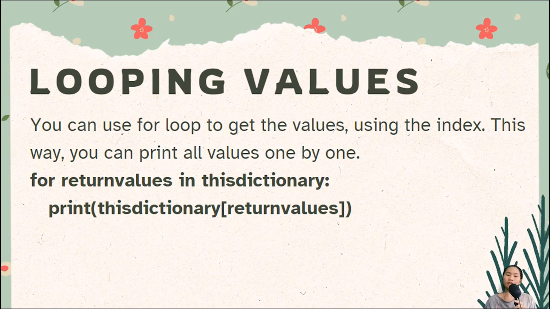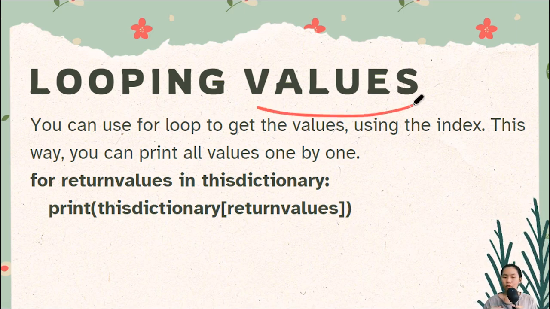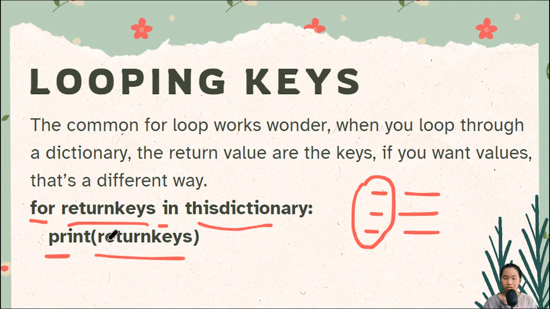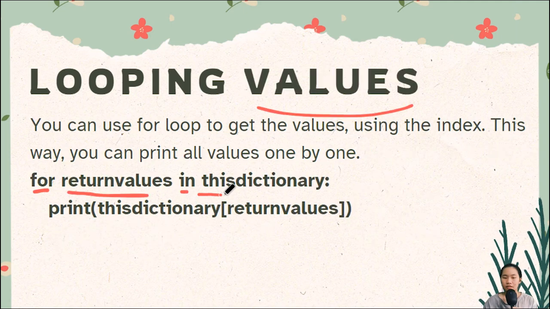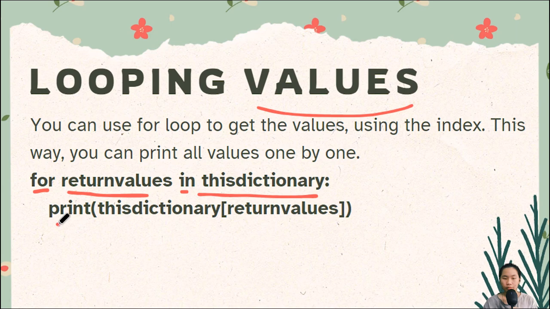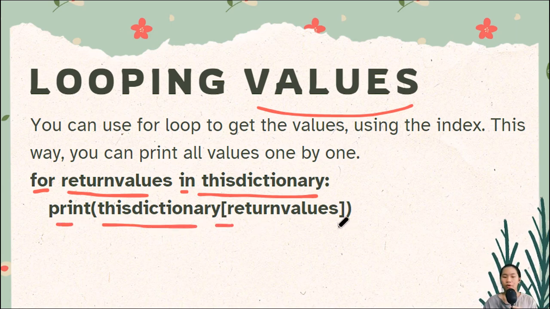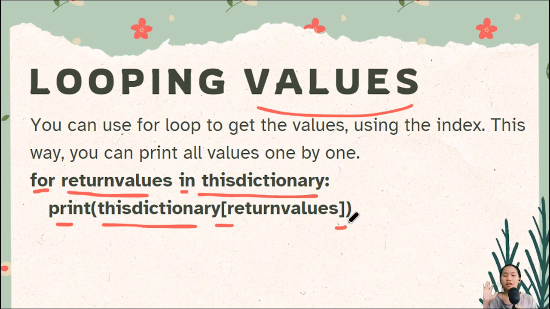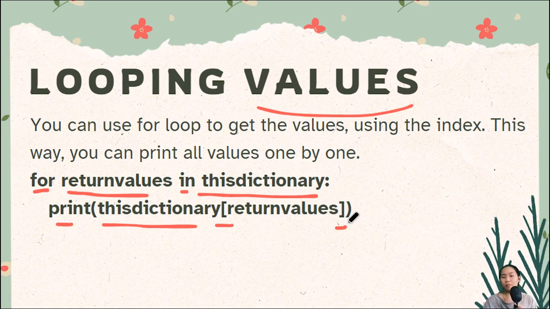Now we know how to loop keys. Let's take a look at how to loop values. Once again, you can use the for loop using the index. You can print all of the values one by one, just like you had seen with keys. Once again, I'm using return values as opposed to return keys, all right? In this dictionary, the same thing we're working with, print this dictionary, and now with the square brackets. So if you want just the keys, no brackets, no squares. But if you want the values, you have the square and you have the bracket, all right?